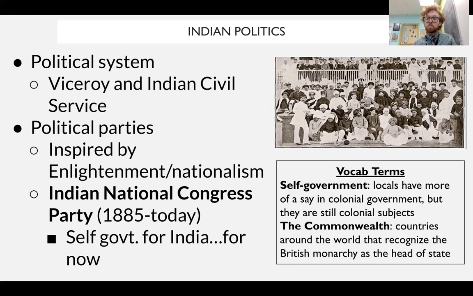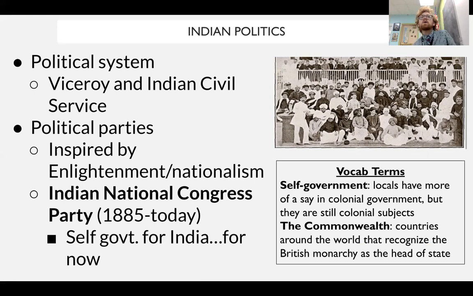And one of the political parties that emerges, and the most prominent on the Hindu side of things, is the Indian National Congress, the INC. The INC is largely made up of middle-class, upper-caste Hindus. And at this point, in the late 19th century, they're advocating for self-government. They don't want the British to leave in terms of their military, but self-rule and home rule is something that these people in the INC want at this point.